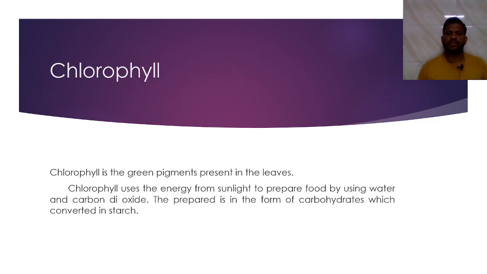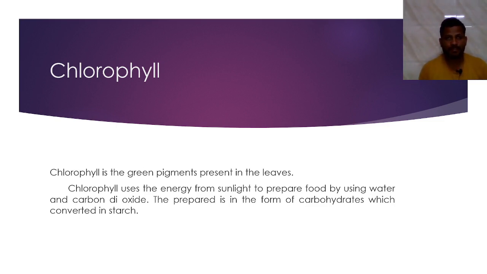We are taking the word chlorophyll again and again here in the class. What is chlorophyll? Chlorophyll is the green pigment, or the green fluid, that is present in the leaves. Chlorophyll is a green pigment present in the leaf. Chlorophyll uses the energy from the sunlight. It means chlorophyll absorbs the sunlight.